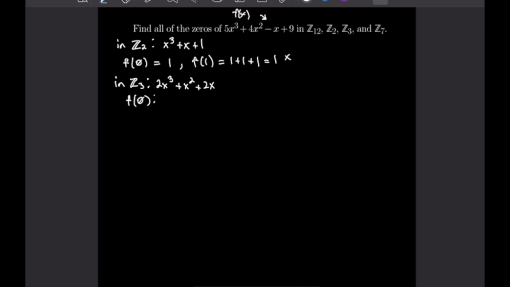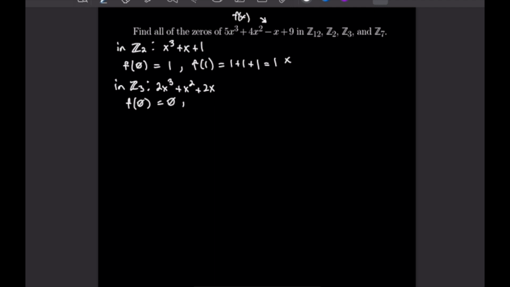So f of 0 is equal to 0, and so it is a zero for this polynomial. Next, let's plug in 1. So we'll do f of 1 here. Well, f of 1 is going to be equal to 2 times 1 cubed, which is just 2. Then we'll have plus 1 from our x squared, and then plus another 2 there. Well, this 2 plus 1 is going to go to 0, and we'll just be left with 2, which means that 1 is not a zero either.